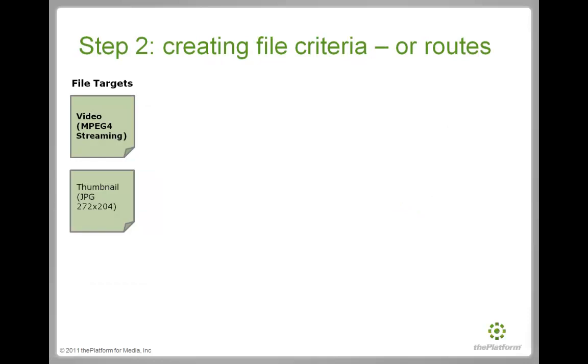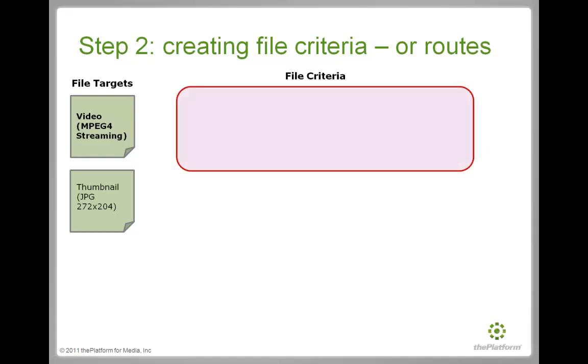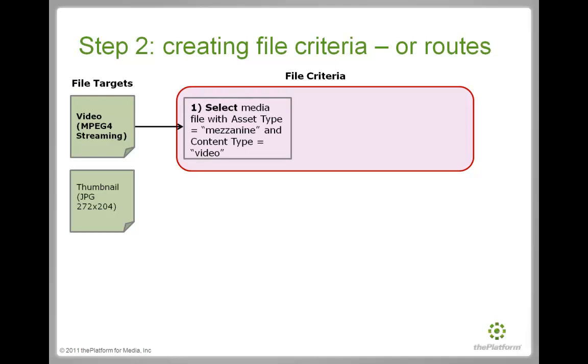Step 2 is creating the file criteria, or routes, for each of our file targets. We've identified our file targets for the iPad as our video and thumbnail, and now each file target will include a set of instructions or file criteria that tell the Publish system how to select or generate that file target. Each instruction consists of a paired set of source file selection parameters and file processing instructions.